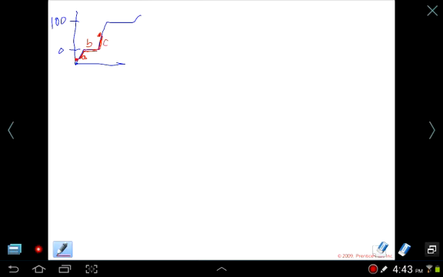So first, let's use the equation for part A. Because temperature is increasing, and remember this is temperature on the y-axis, we'll have to use the equation that has the temperature term. So delta H in this case will be m c delta T, mass times C times delta T. For our mass, we have 1.00 mole of ice, which is H2O.